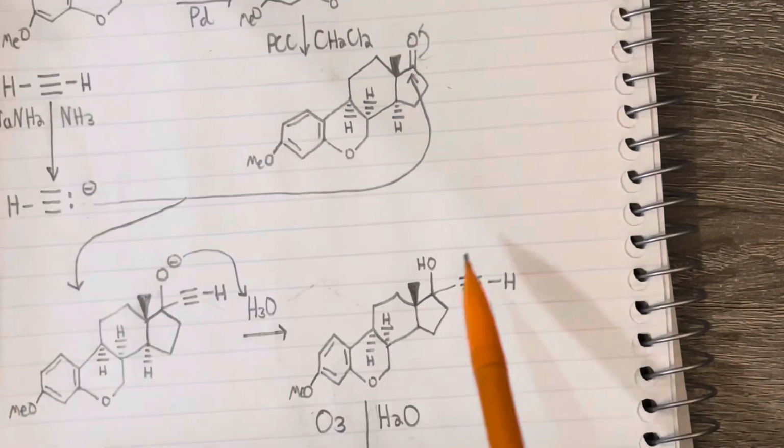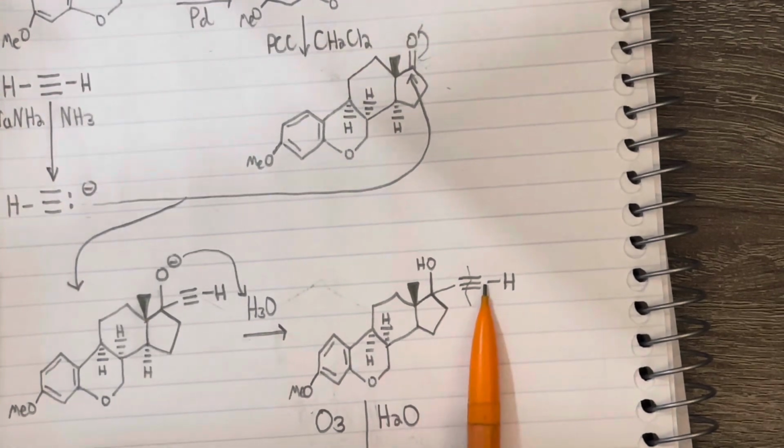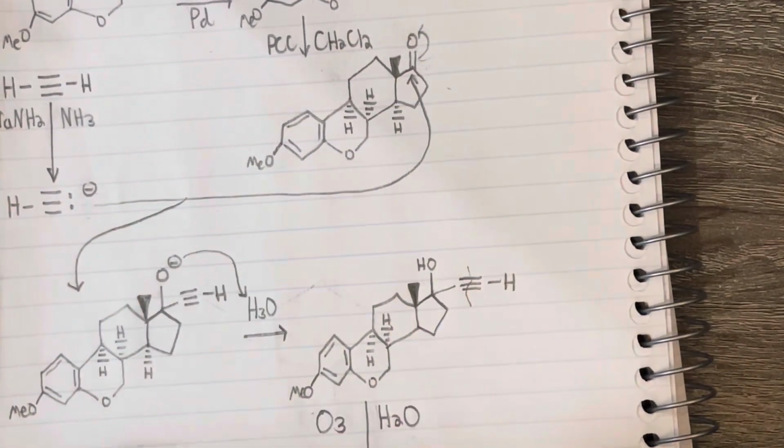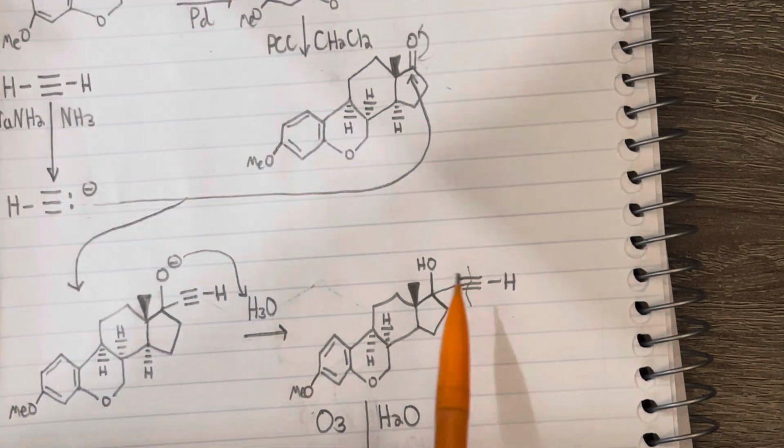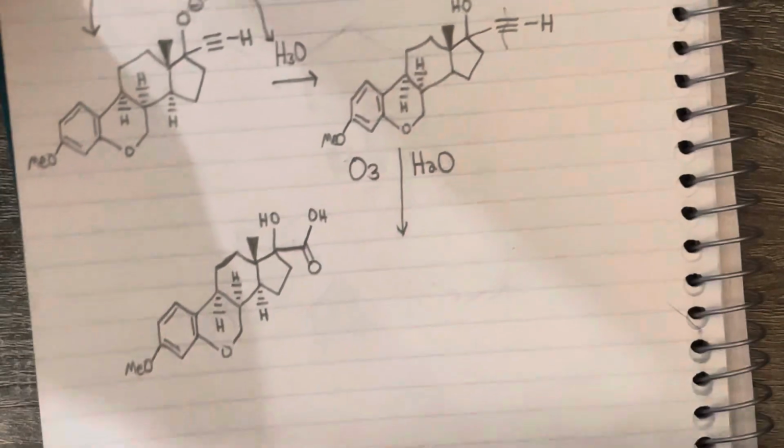And so now that we have this alkyne attached onto this position with an alcohol, the only step we have left is, we notice that we now have 2 carbons attached, and in the final product, we only want to have 1 carbon attached onto that group. And so what we're going to do is ozonolysis. We're going to use O3 and H2O.